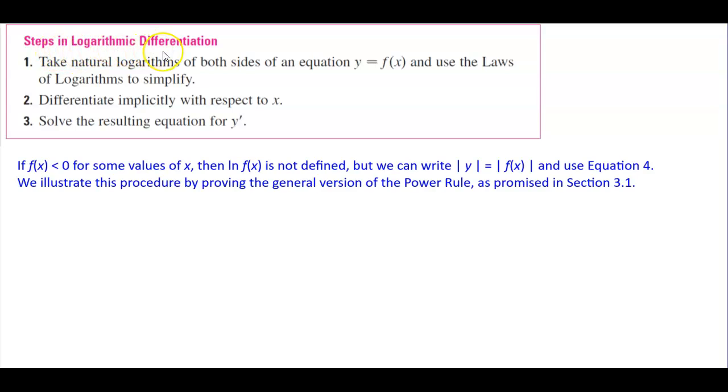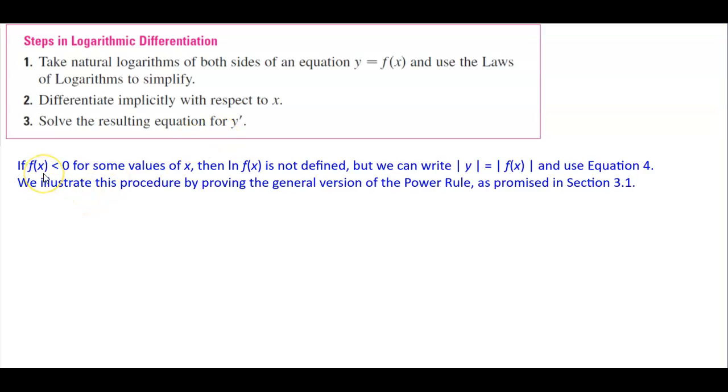Steps in logarithmic differentiation. Number 1, you take natural logarithms of both sides of an equation y is equal to f of x and then use the laws of logarithms to simplify. Number 2, differentiate implicitly with respect to x. And number 3, solve the resulting equation for y prime.